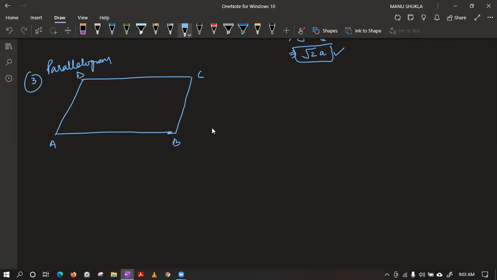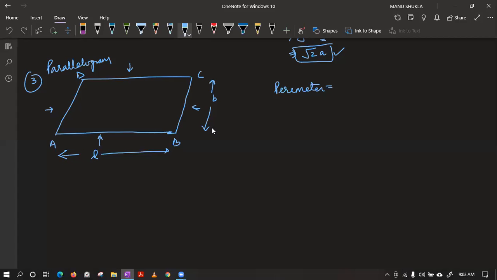So ABCD is a parallelogram. We all know what is a parallelogram. A parallelogram is a quadrilateral in which opposite sides are parallel and equal. So we can say AB is parallel to CD, AB equal to CD, and so on. Now, what about the formulas? If I take this as L and this as B, please tell me what will be the perimeter of the parallelogram?